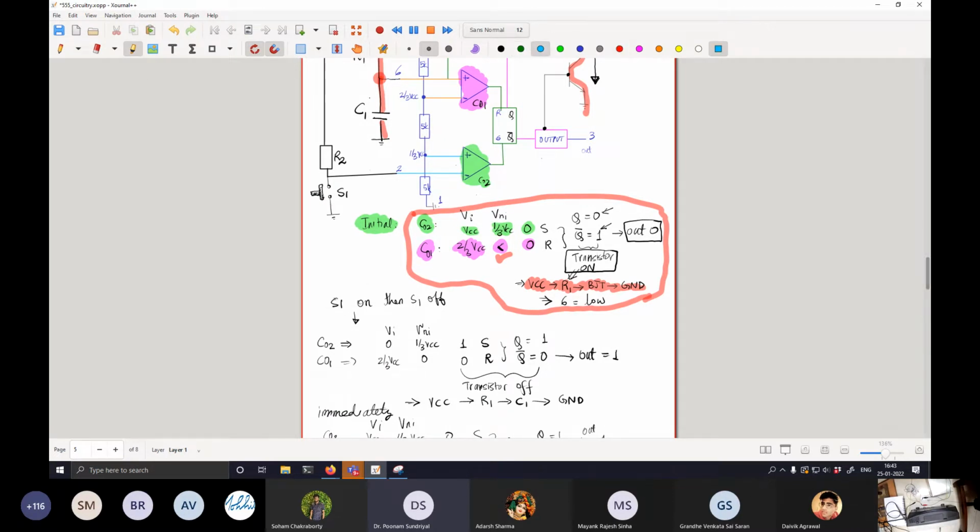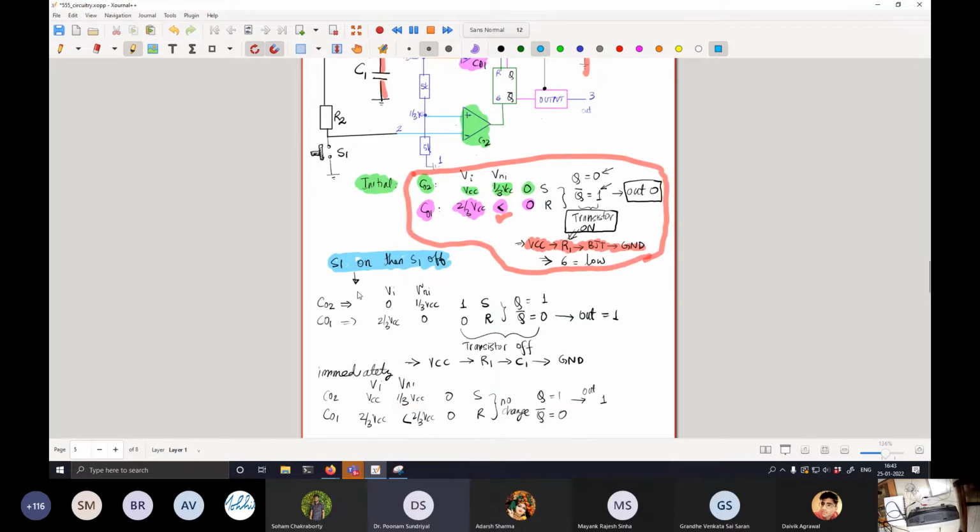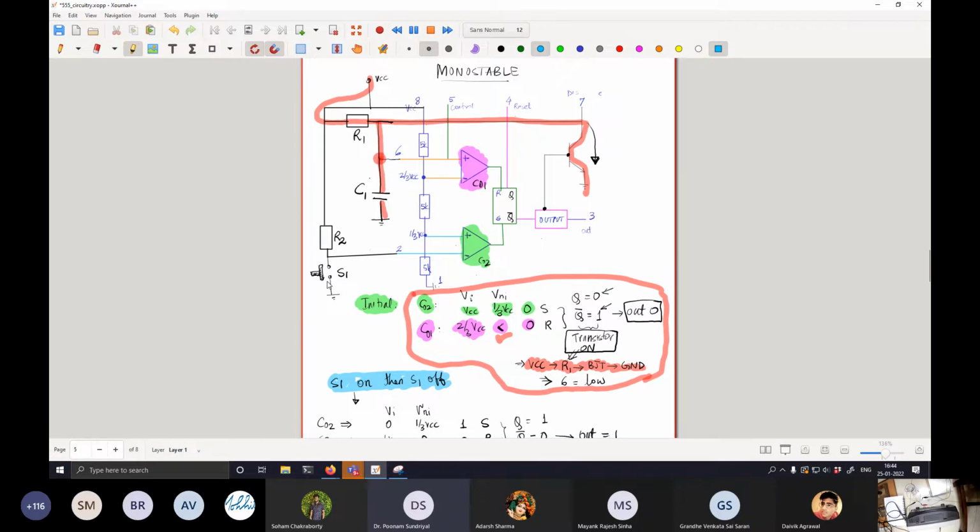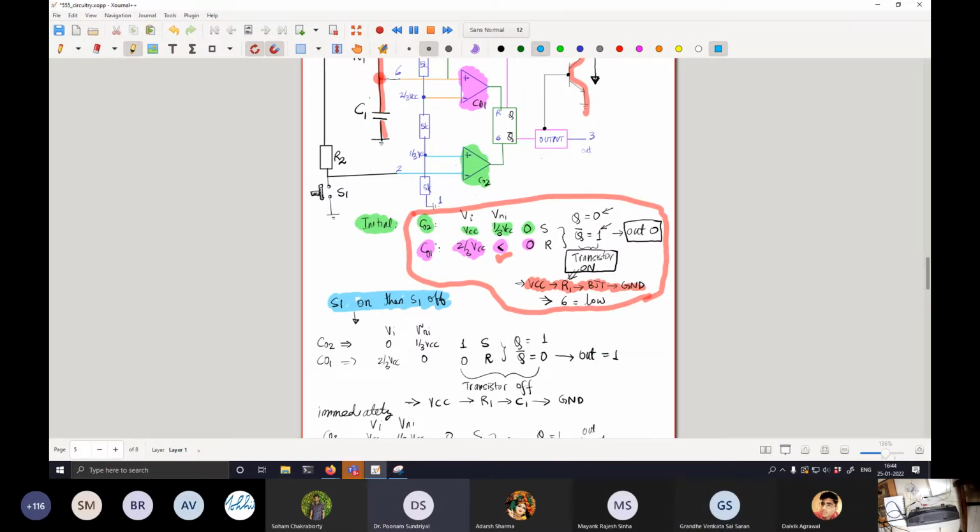We will press S1 and release S1. So when we press S1, what happens? S changes to 1. So let's try to follow. The inverting input becomes grounded for comparator 2, whereas the non-inverting input is still at the 1/3 VCC reference level. As a result, the non-inverting input is higher than the inverting input, and so S becomes 1.